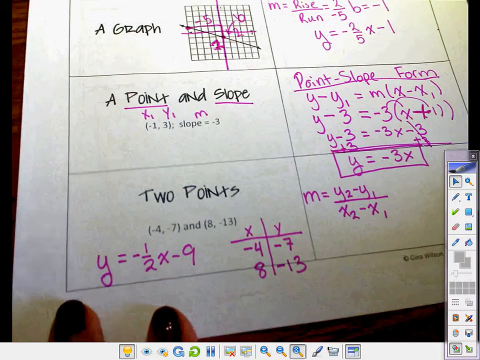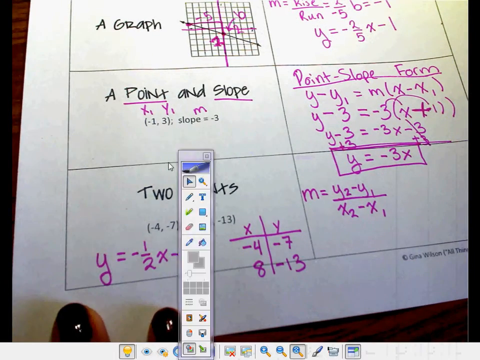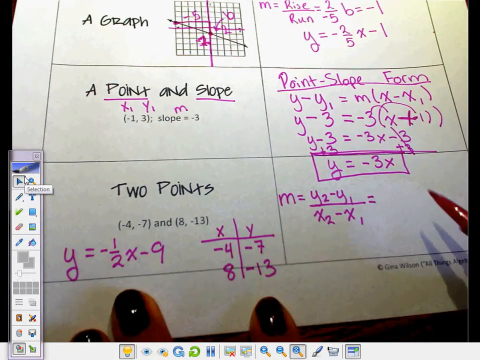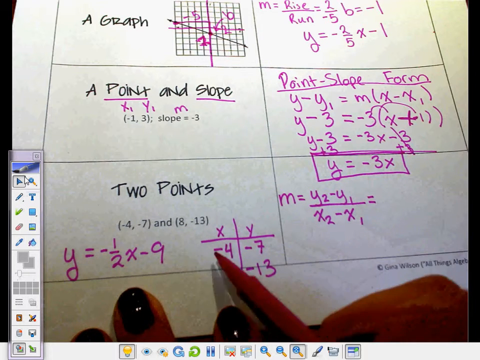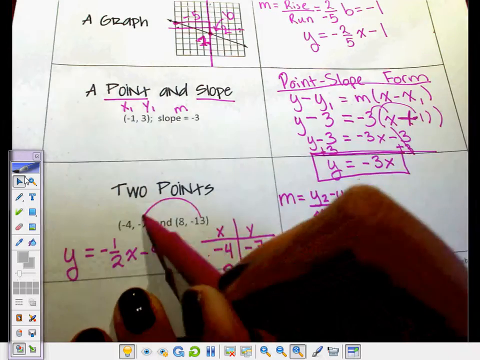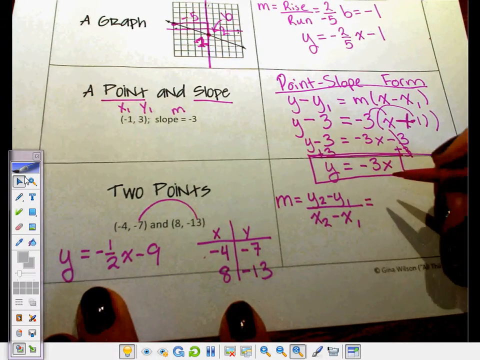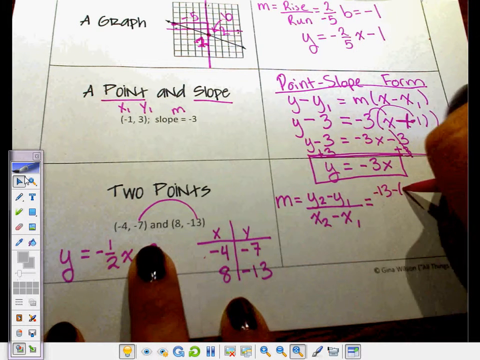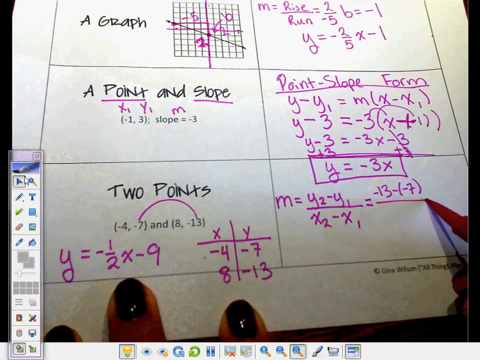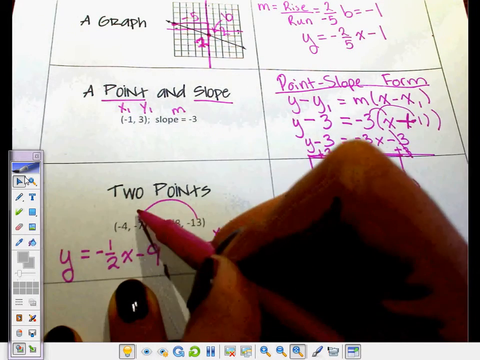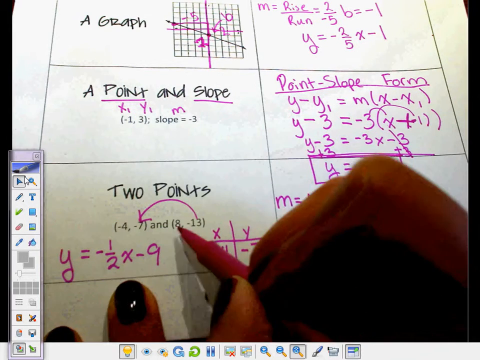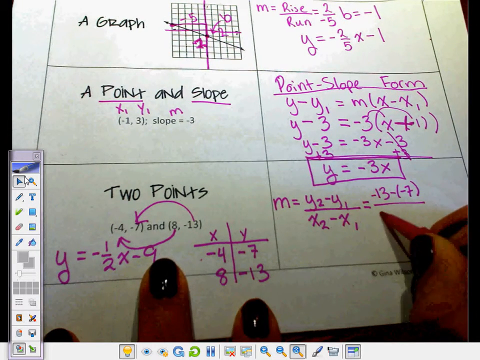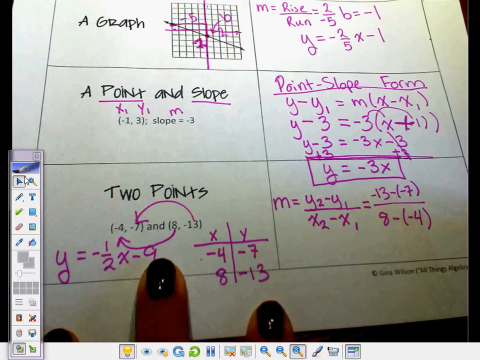But I'm going to go ahead and show you how to do this by hand, just so that we all know how to do it, okay? So if I would have continued this way with my ordered pairs, whether you want to do it like this or just subtract the numbers, we should still get to that negative 1/2. So if I do y2 minus y1, I'm going to get negative 13 minus negative 7. And on the bottom I've got to do the same thing again, the second one to the first one for my x's. So we're going to do 8 minus negative 4.